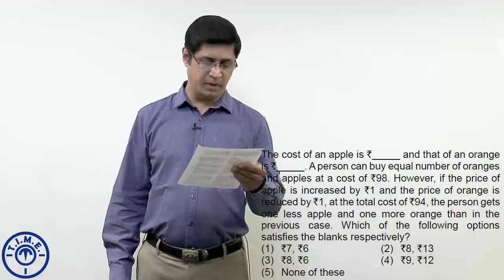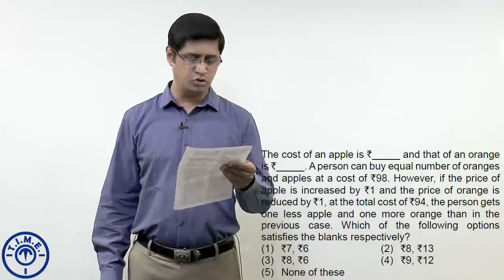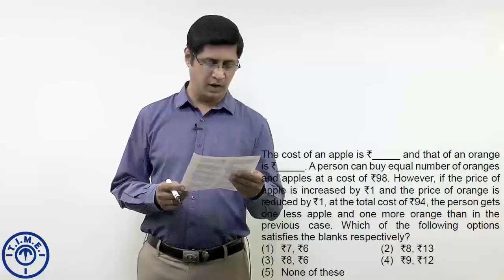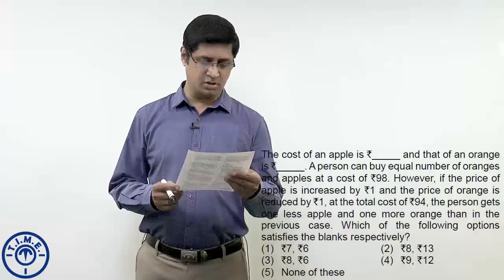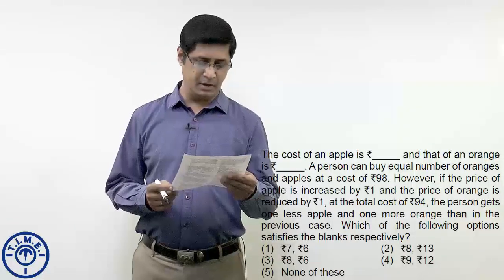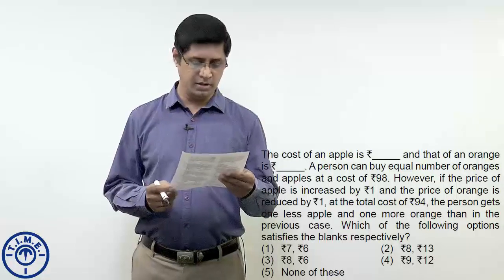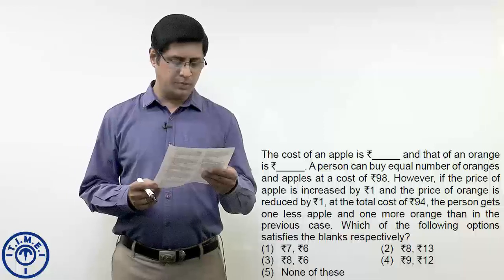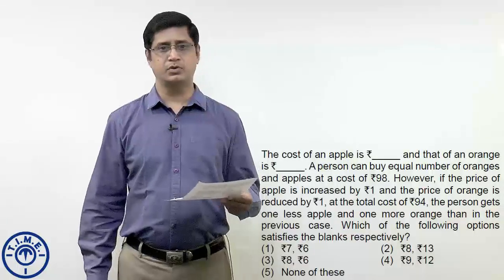However, if the price of apple is increased by 1 and the price of orange is reduced by 1, at the total cost of rupees 94, the person gets 1 less apple and 1 more orange than in the previous case. Which of the following options satisfy the blanks respectively? My dear friends, here we need to check which option satisfies the above given conditions.